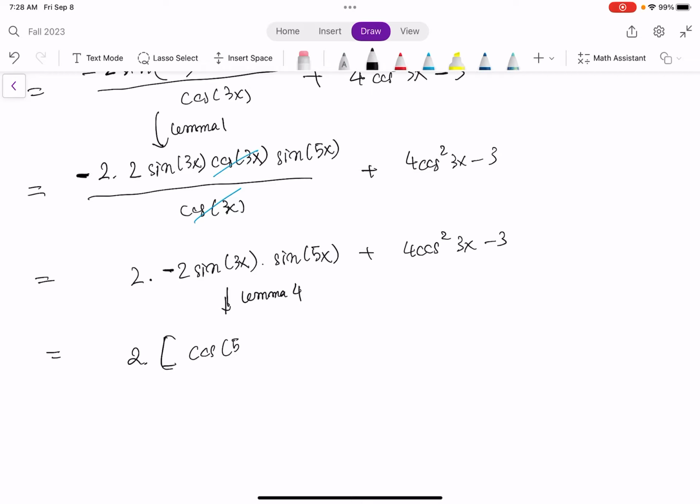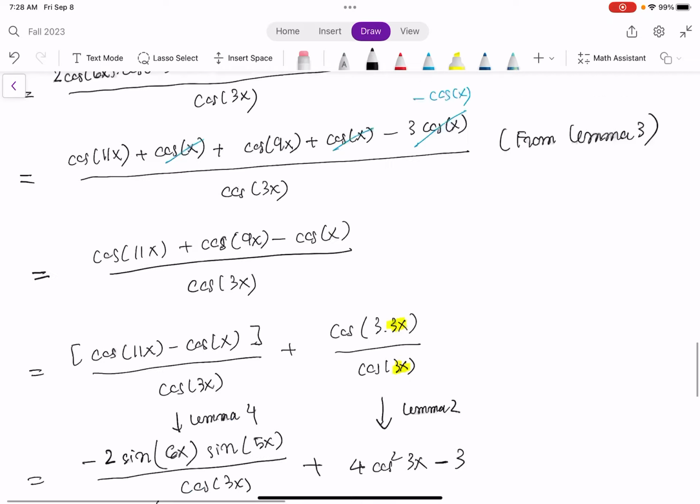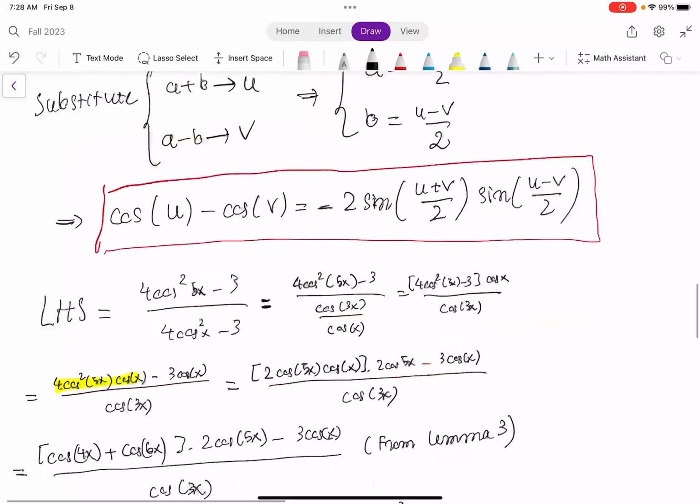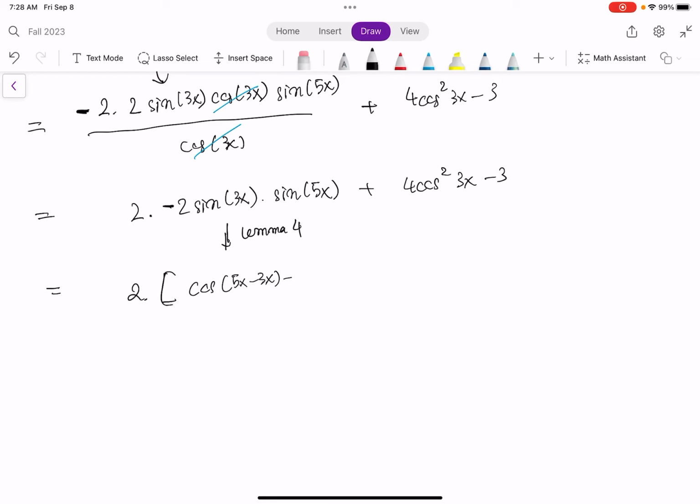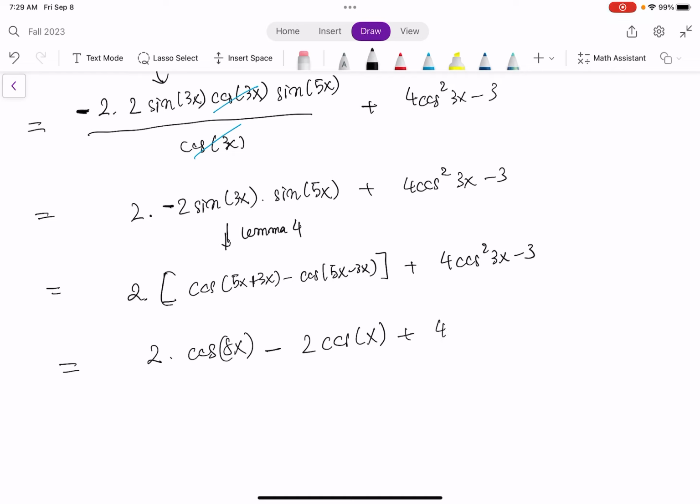So that would be, it's negative 2, right? So first I'm going to put the negative sign right here. And then I'm going to say this is 2 times cosine of 5x plus 3x, the addition first, and then minus the subtraction, 5x minus 3x, plus 4 cosine square of 3x minus 3. And you do some simplification, you get 2 times cos 8x minus 2 cosine of 2x plus 4 cosine square of 3x minus 3.